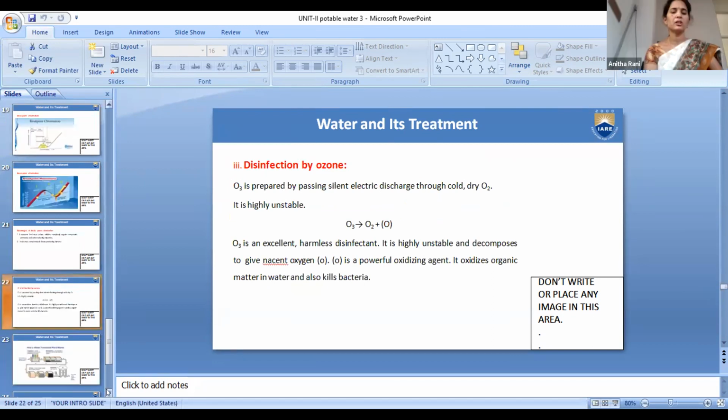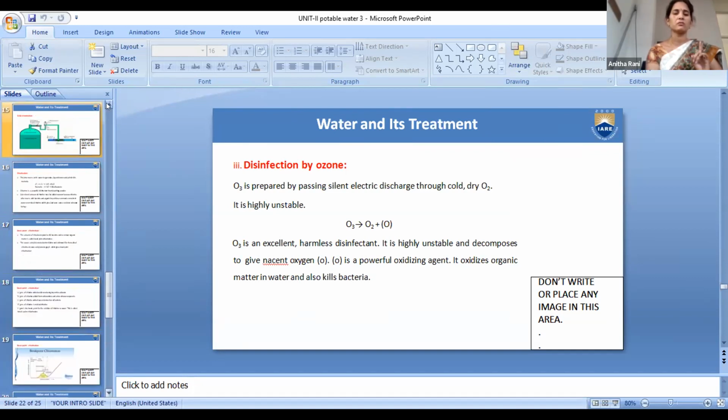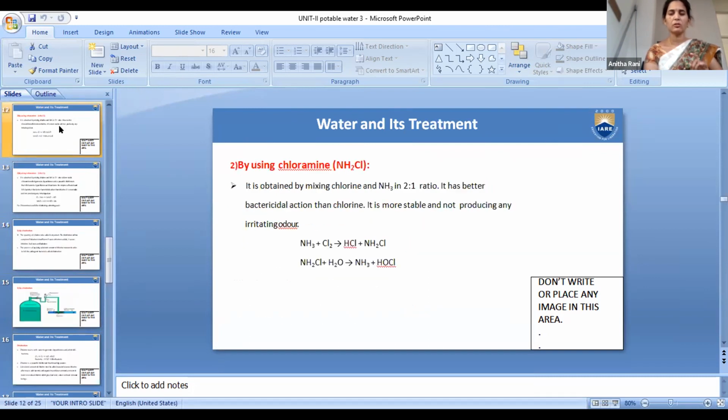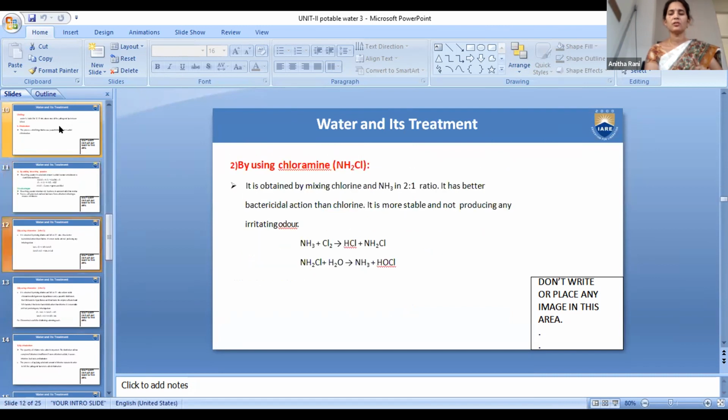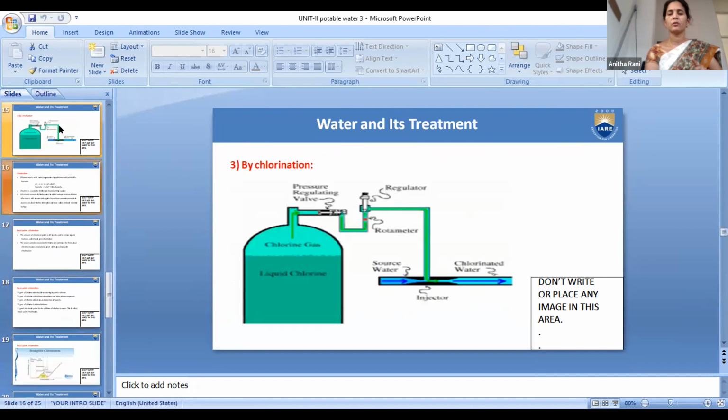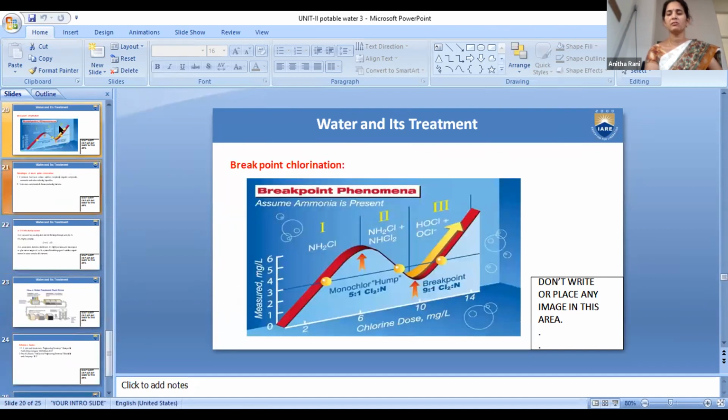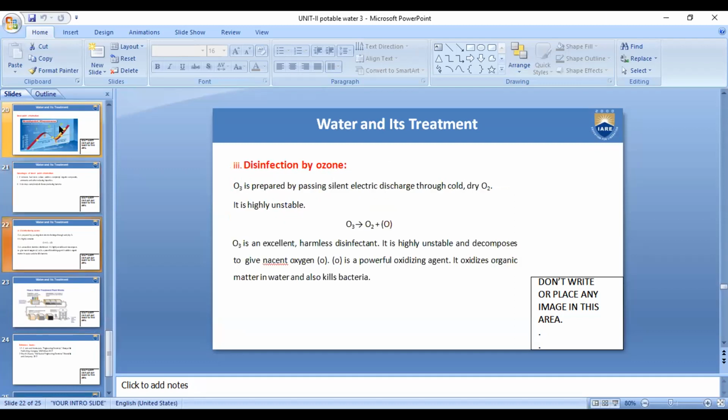So students, when you get the question, what is potable water and explain the treatment methods of potable water, you have to write all the 5 steps. Understood? Yes, ma'am. Okay. If they ask you only chlorination, what will you write? You write only about these 3 points. No need to write ozonization. Clear, everybody? Yes, ma'am.